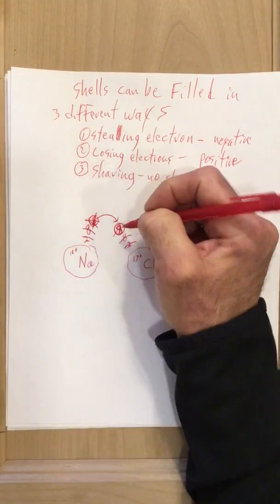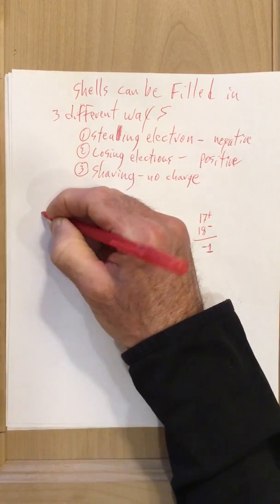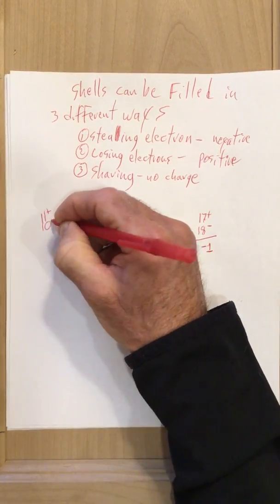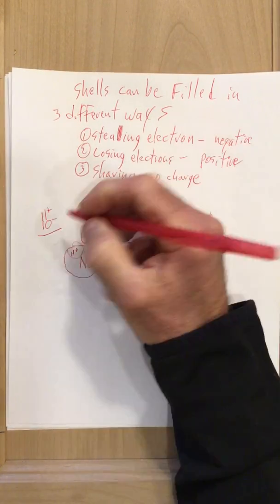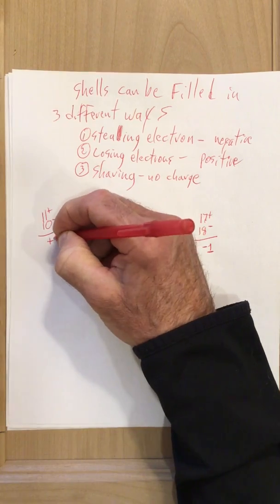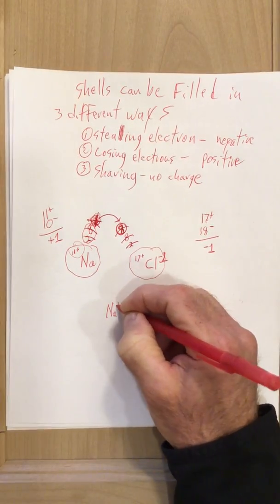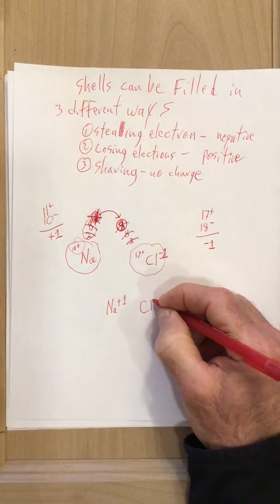Sodium, on the other hand, now only has 10 electrons. It just lost that one, right? So it has 11 positives right there, and it's got 10 negatives because it lost the outside one, and now it's got a what charge? A +1 charge. Okay? So now I have a sodium +1. I have a chlorine -1.